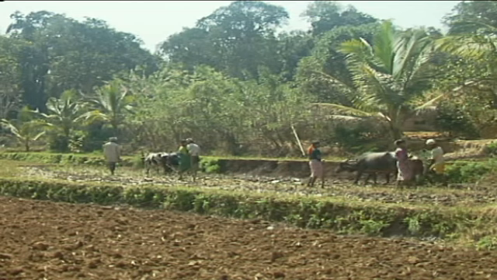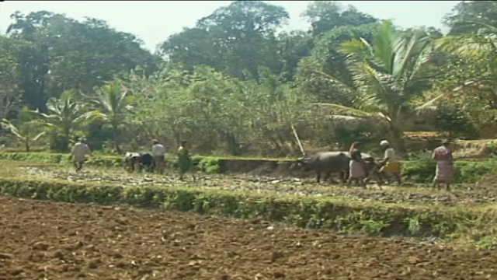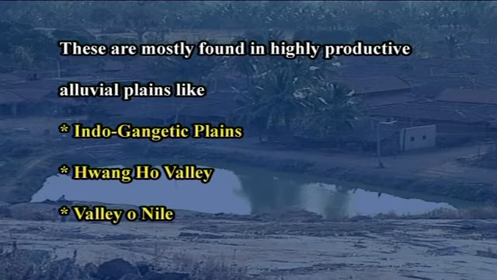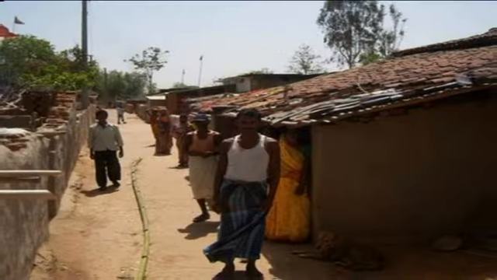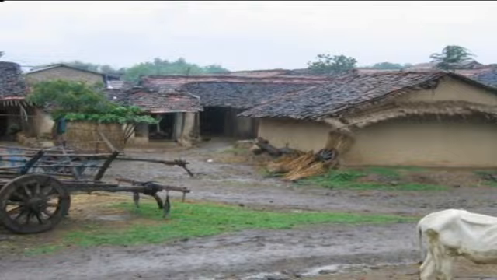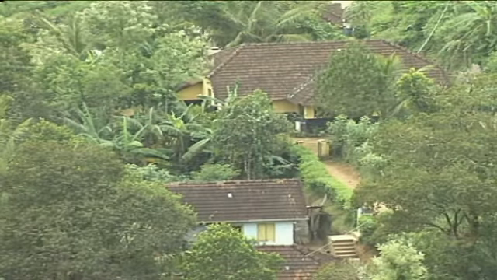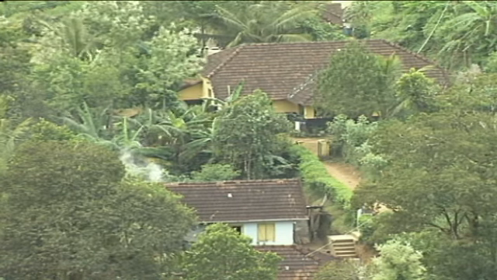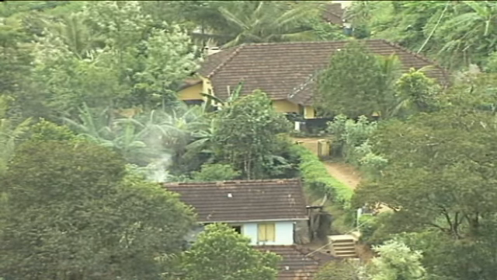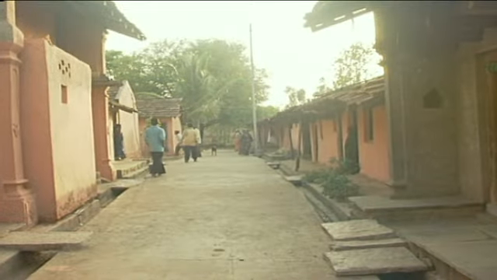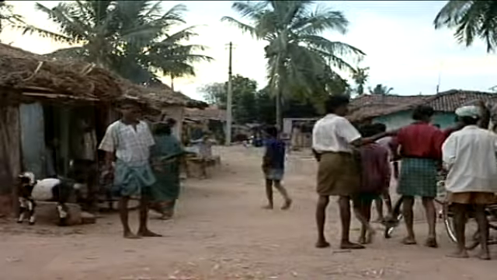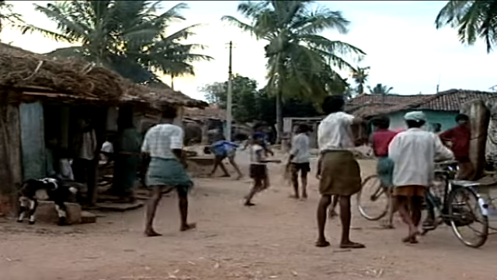Compact settlements. A compact settlement is based on farming. These are mostly found in highly productive alluvial plains like the Indo-Gangetic plains, the Hwang-Ho Valley, and the Valley of the Nile. The houses are compact and congested with narrow lanes. The size of these settlements depends on the nature and resources of the surrounding country. They have a high degree of segregation and differentiation of the upper and lower castes. Compact settlements are also found in hunting and fishing communities.